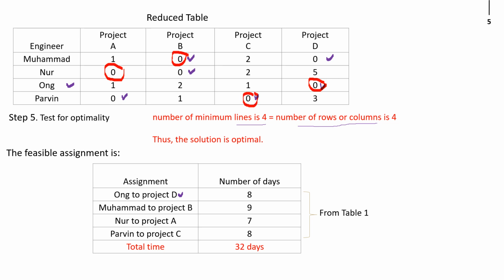And the total time is 32 days. That's all. Thank you.